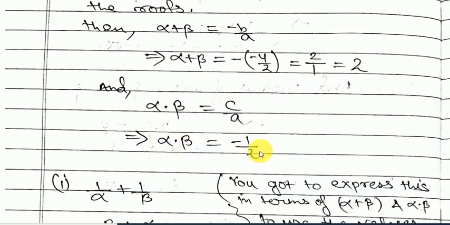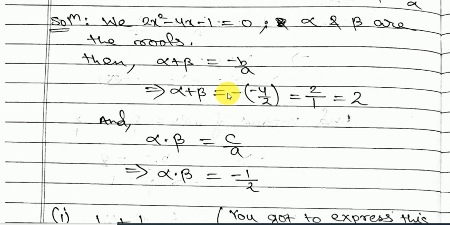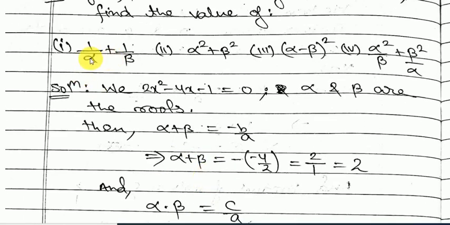Now what we'll do is use the value of alpha plus beta and alpha into beta to find these values.